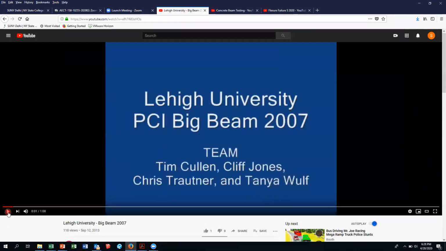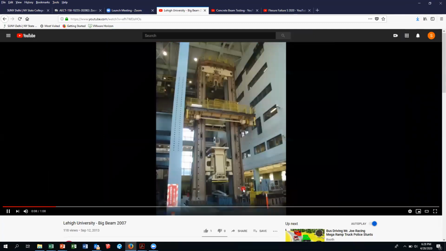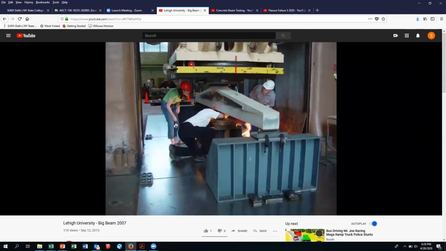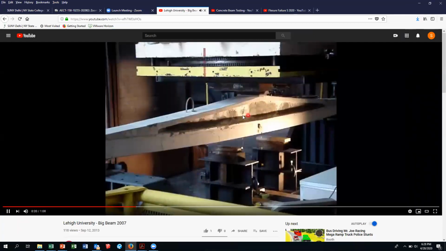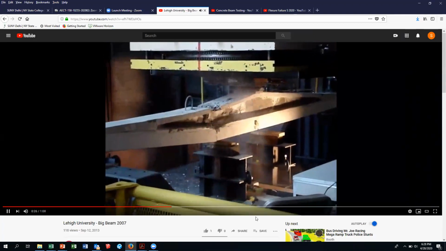So this is a really cool, I think I've shown you pictures, but I've never shown you a video. Now that is a universal testing machine. That's the one where they can break a column about 35 feet tall. So they've done a concrete beam. Sweet, huh?